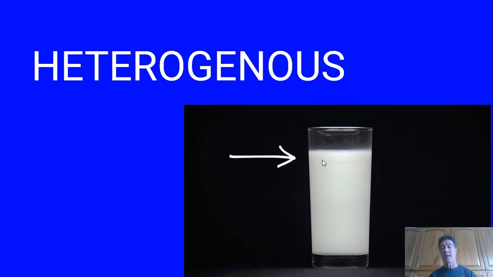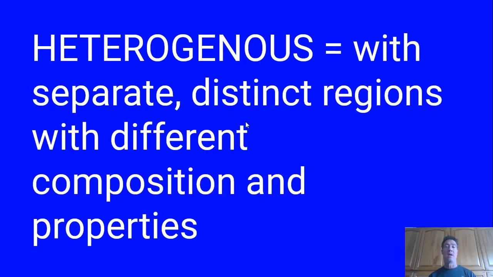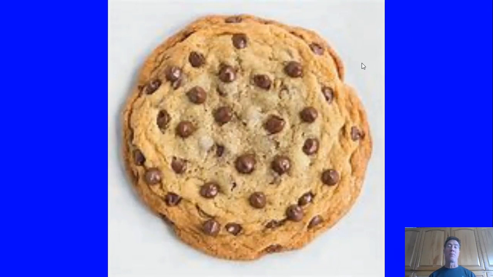I don't know if you can see here, but this milk has been allowed to separate into the milk and the cream portion there. And so it has not a uniform composition, but a mixed composition. So heterogeneous means it's a mixture with separate, distinct regions that have different compositions and properties. So a classic example is a cookie. This chocolate chip cookie has different areas. Some areas have no chocolate, some are pure chocolate. So this is a mixture of differing compositions. This is a heterogeneous mixture.